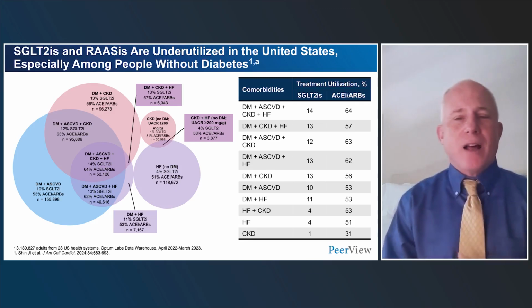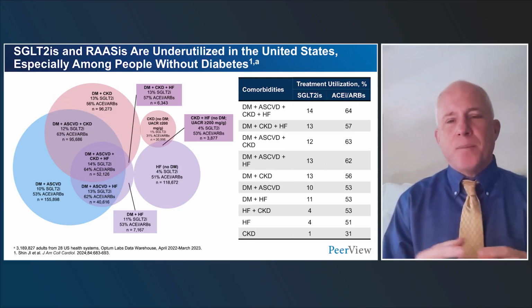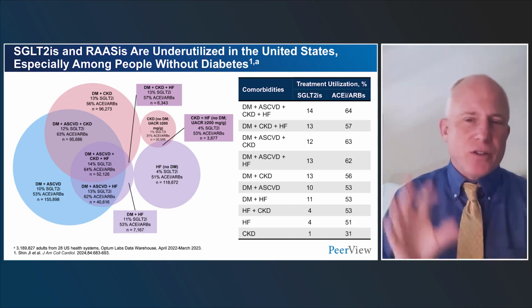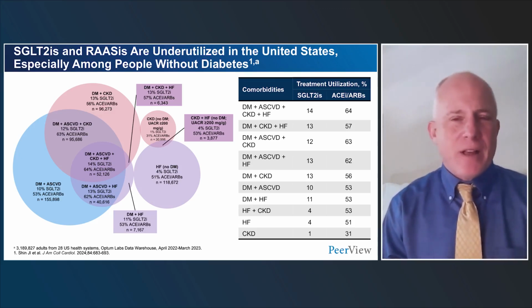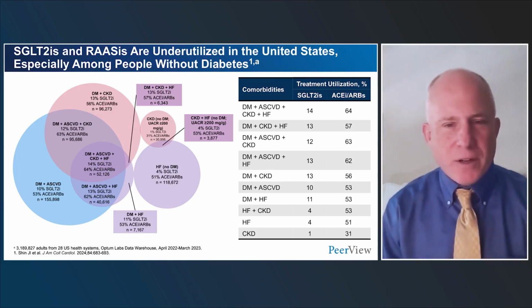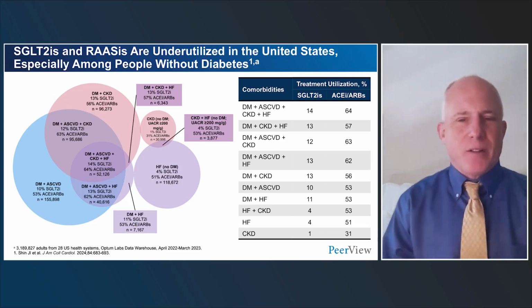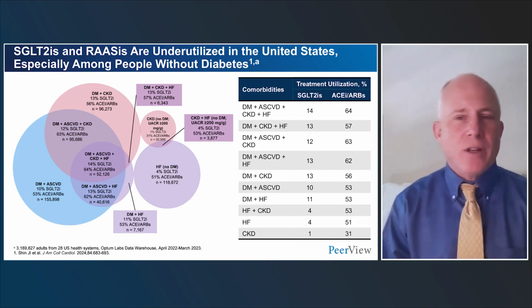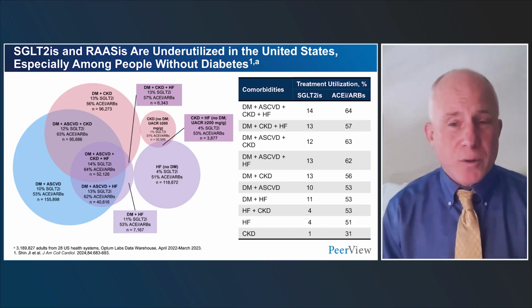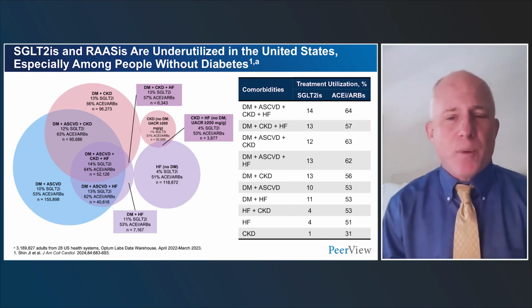And so I want to highlight that if you look at this, even in the most obvious condition on the right, someone has diabetes, they have heart disease, they have kidney disease, and they have heart failure, you still only have about 60% of those patients on a RAS-based agent and only 14% on an SGLT2 inhibitor. That's a treatment gap that we could address.